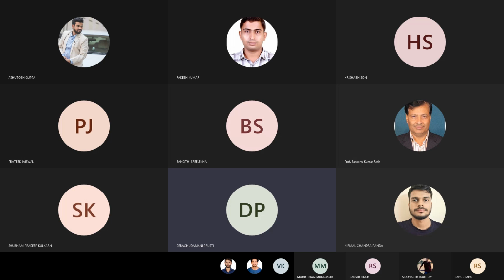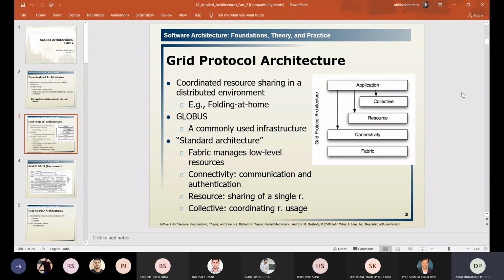Authentication means some security measures are there. Then the sharing of a single resource, and collective means coordinating that resource. Collectively, we are coordinating all the resources. Okay.